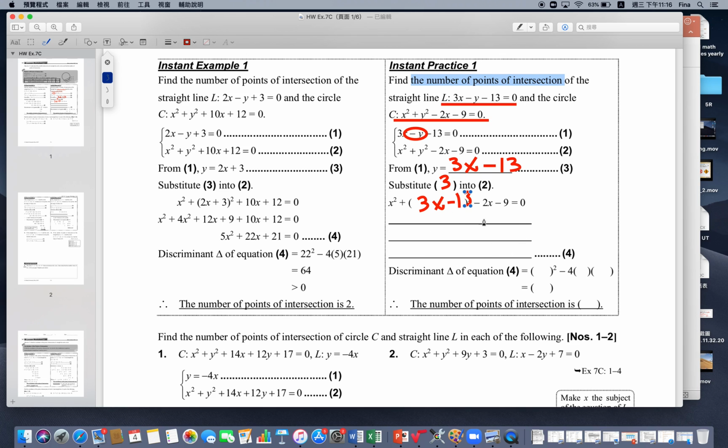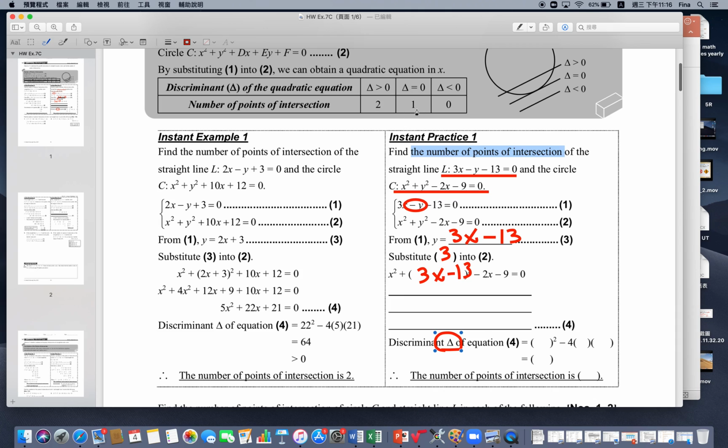After you get the quadratic equation, consider delta. Remember, delta should be b squared minus 4ac. Then check the value of delta finally. If the delta here is greater than 0, then the number of points of intersection is equal to 2. If it is equal to 0, then the number of intersections is equal to 1.